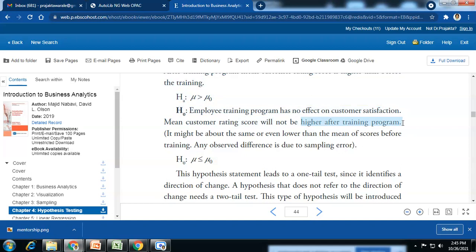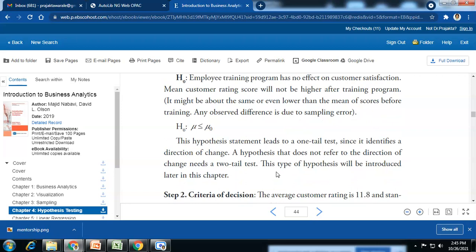In cases where the training program is offered but the employees are still dissatisfied and give a low rating on the scale of 1 to 5, then it is the case of the null hypothesis. In this case, the null hypothesis will be mu is less than or equal to mu naught. So the value would be less. Like this, the examples are given here.